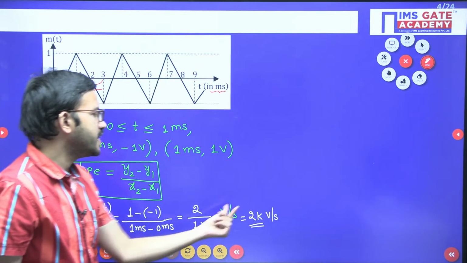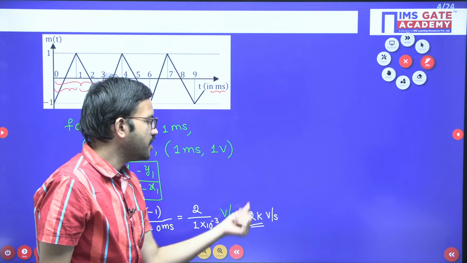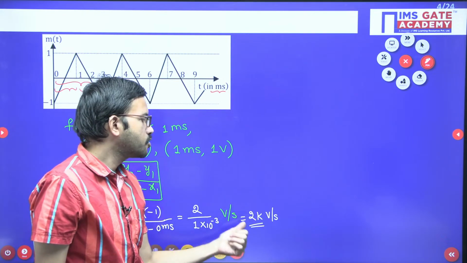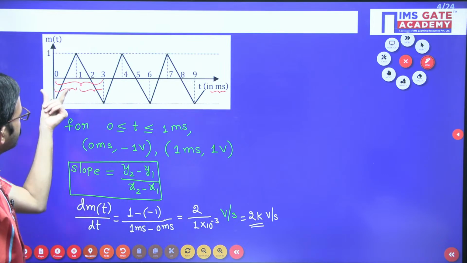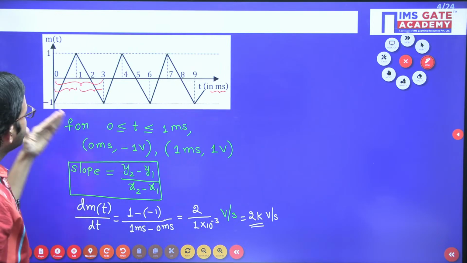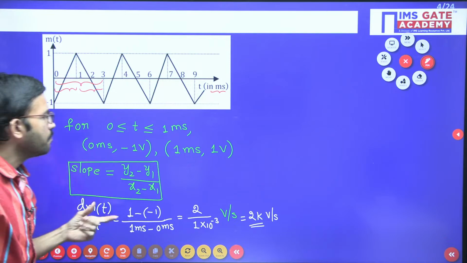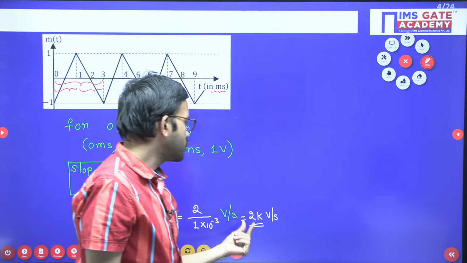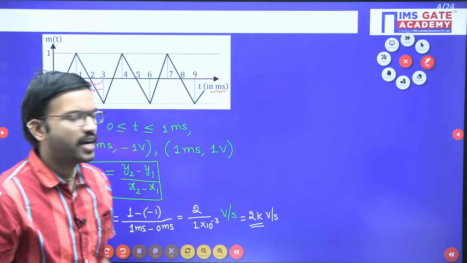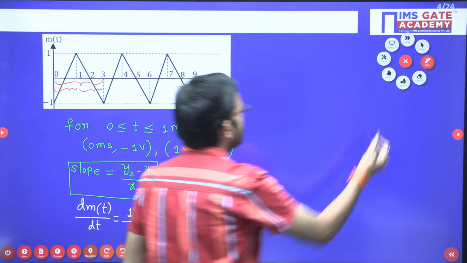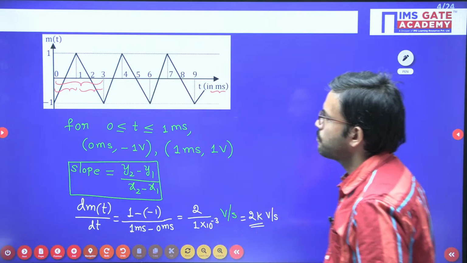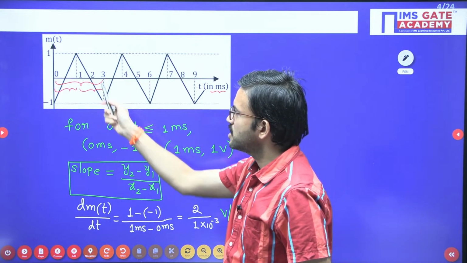So if you want to write it the normal way, you can write 1000 in place of k. That means you are going to get 2000 volt per second, right? So when you observe the interval 0 to 1, it is a linearly increasing function of time. For that, the slope you got is 2000 volt per second, or in short you can mention 2k volt per second, right?